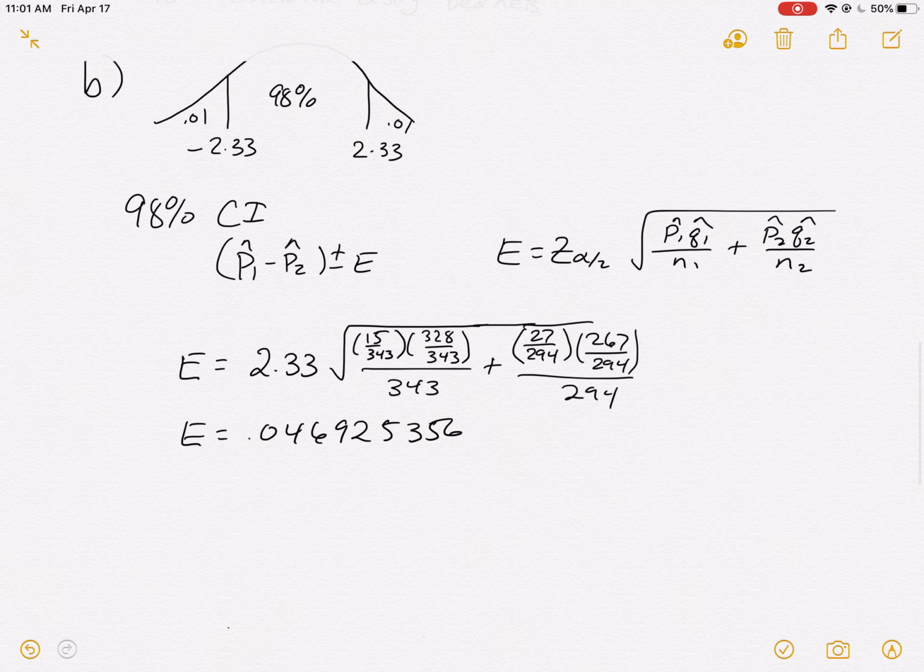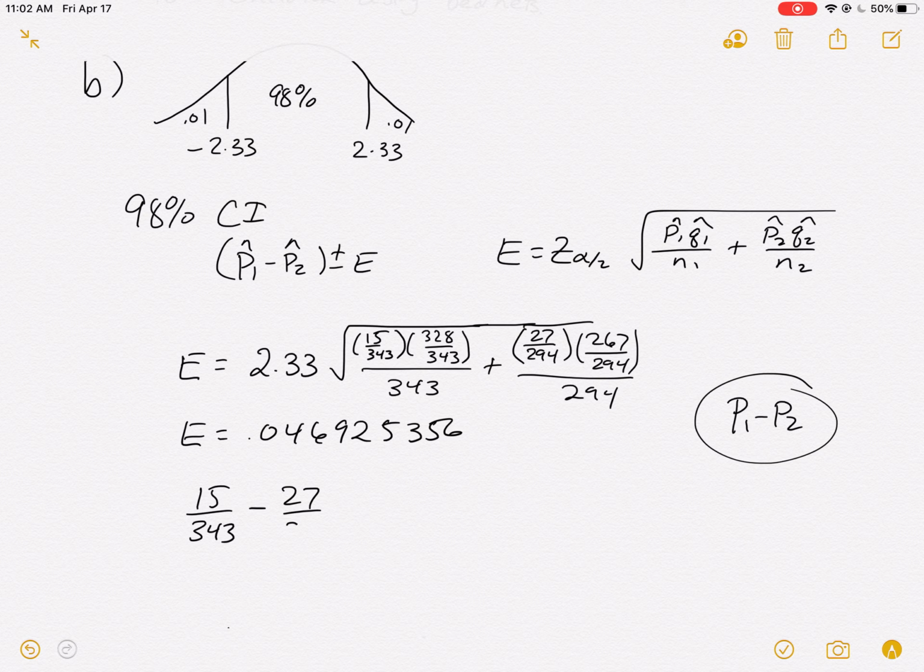We know what to do with that error. We want a confidence interval for the difference because we want to ultimately show P1 minus P2 can't be 0. So we're going to take our sample proportions, which was 15 over 343 and 27 over 294, and subtract them. That's going to be our base, our P1 hat minus P2 hat. And then we're going to add and subtract the error.